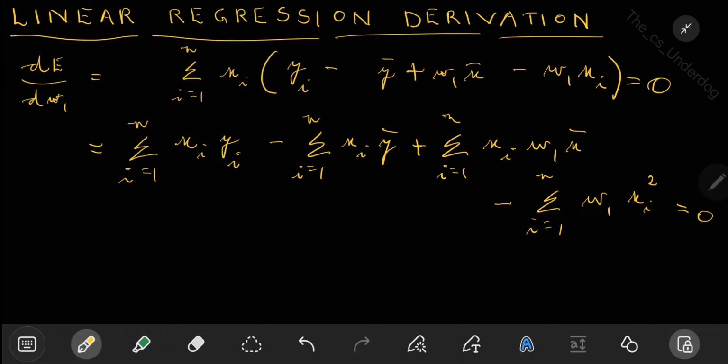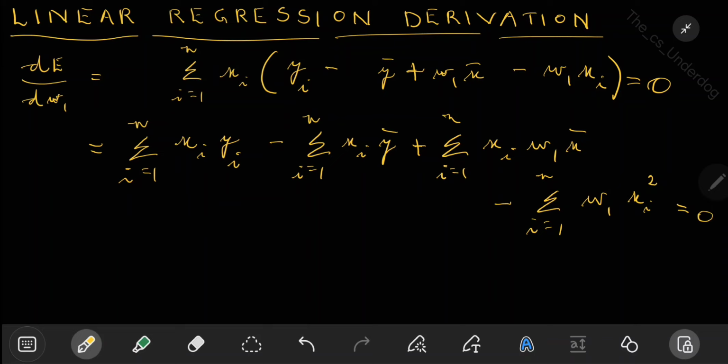Next step, what are we going to derive? We are going to derive the value of w1. Because of that, you'll take all the terms which have w1 together and all the terms which don't have w1 together. You can see this term and this term, they don't have w1. So I'll take both of them together.